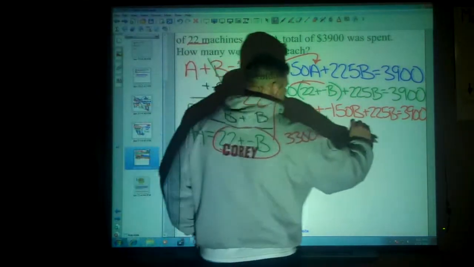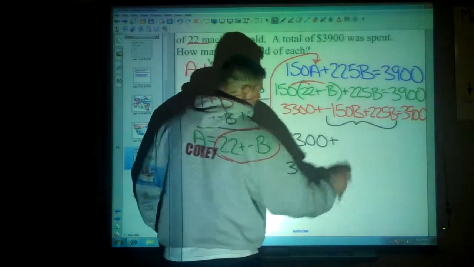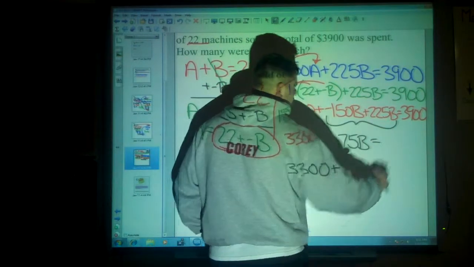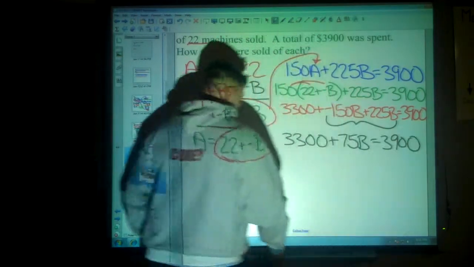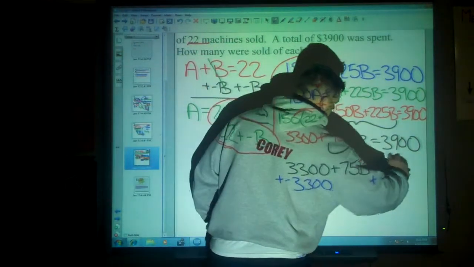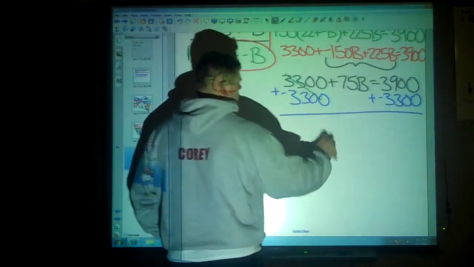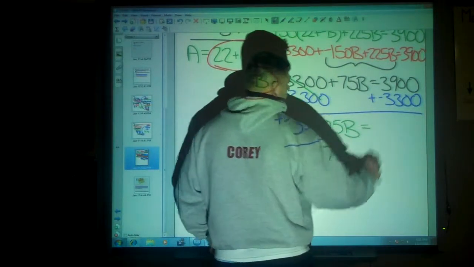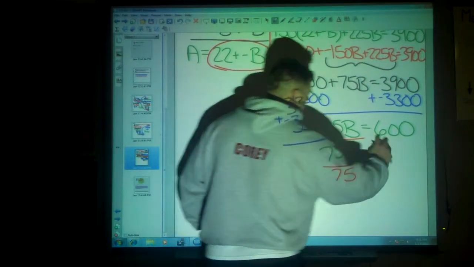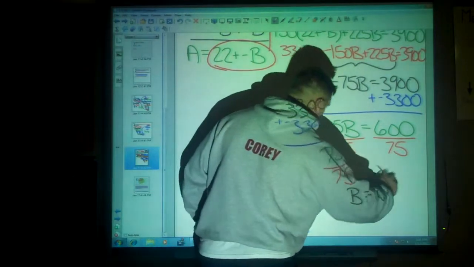Again, you've got like parts. So we have 3,300 plus, there are 75 more positive B's, equals 3,900, and we're left with a two-step problem. Add negative 3,300 to both sides, and we are left with 75B is equal to 600. Divide both sides by 75, and you get a final answer of B equals 8.